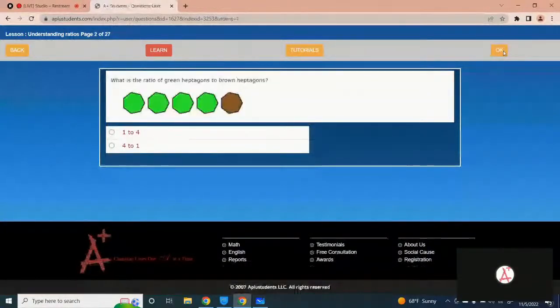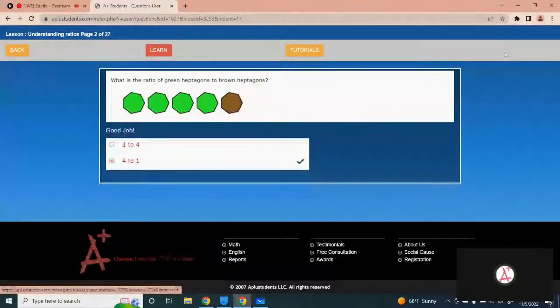What is the ratio of green heptagons to brown heptagons? So how many green heptagons are there? 1, 2, 3, 4. There are 4 green heptagons and one of them is brown. Got it? So is it 1 to 4 or 4 to 1? Yes, it is 4 to 1 because you have to write the ratio of the green first and then brown. The order matters. So it is 4:1.